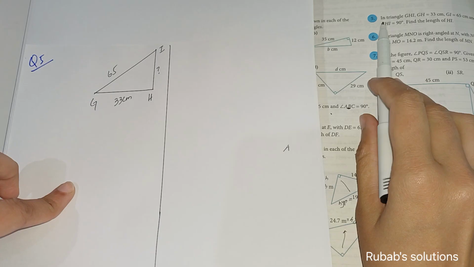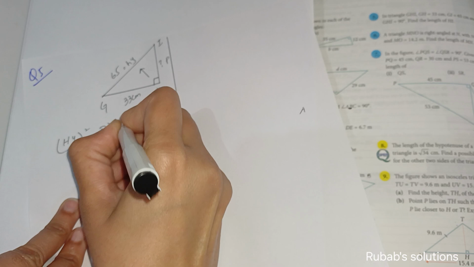Moving towards part B. Part B is given, let us see from the book. Okay, where is 90 degree given? Here it is 90 degree given, and on the opposite of 90 degree, this is your hypotenuse, and this is your height, and this is your base. So again we have to find the height.